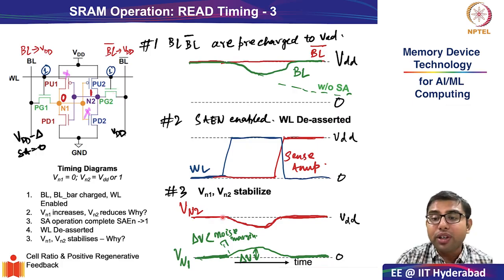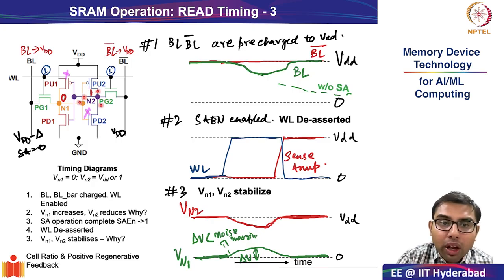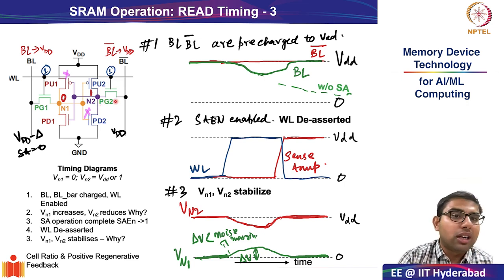I will repeat. The first question is, during our static analysis, we just assumed the voltage at N2 does not change at all. Now we are seeing that is not really the case. Albeit small, there is a small drop in VN2 also. Now if VN2 drops to VDD minus delta V dash, does it change our analysis? Does the pass gate 2 transistor turn on? That is the first question.